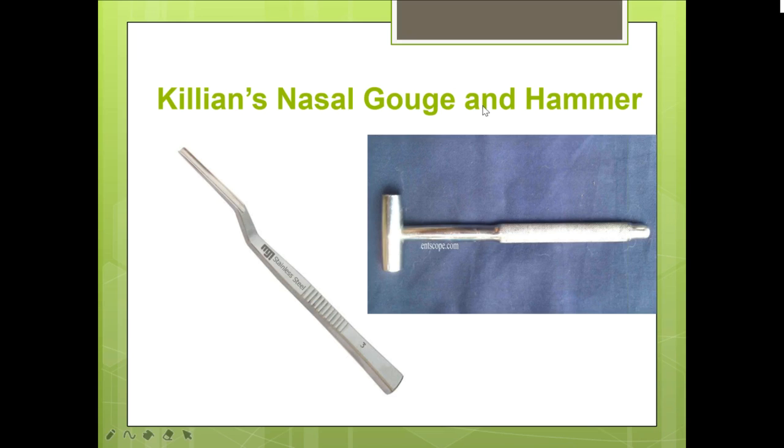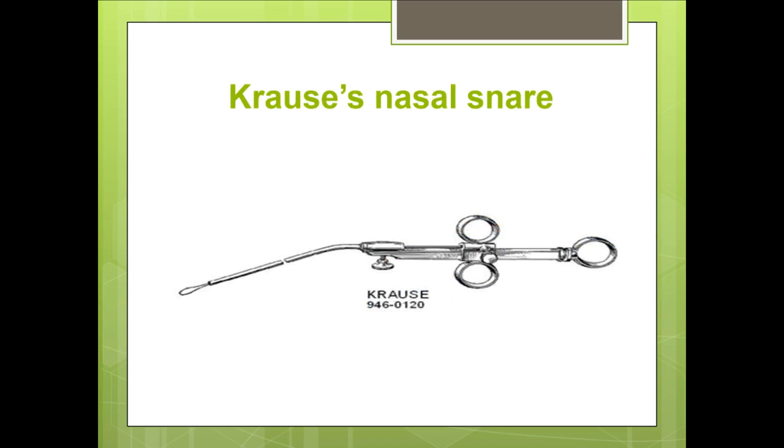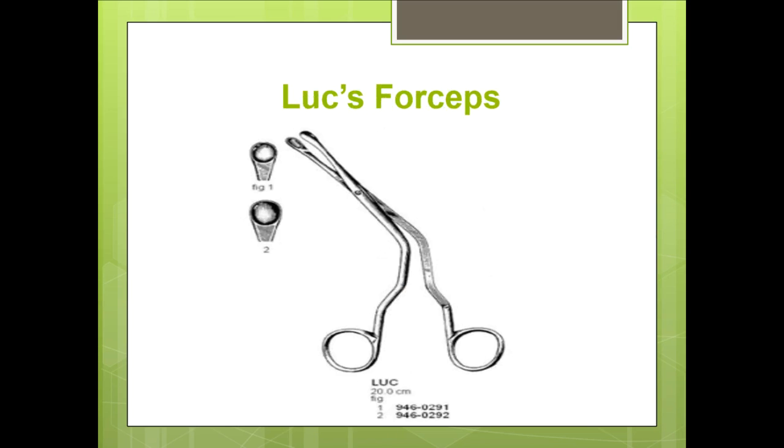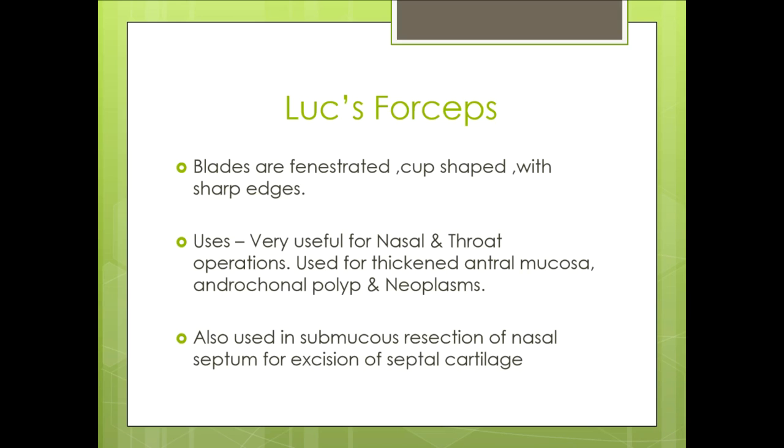If there is any nasal spur, we will use this gouge and hammer. This is the gouge and this is the hammer. This is the Lux forceps. This is similar to the tonsil holding forceps, but the edges are very sharp. We will use it during septoplasty to remove the deviated part of the nasal septum. That is the Lux forceps.